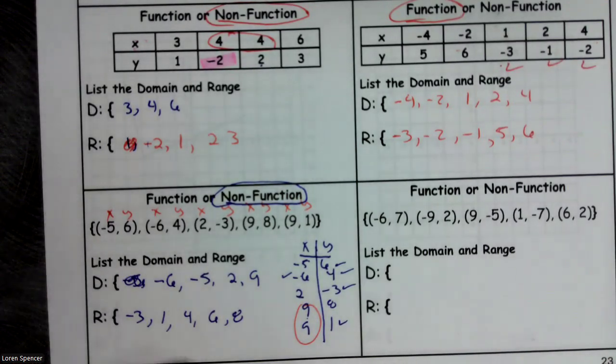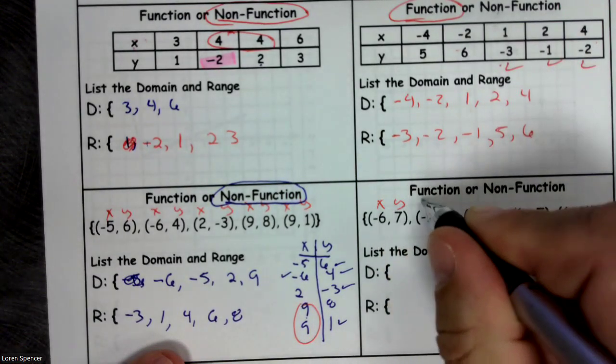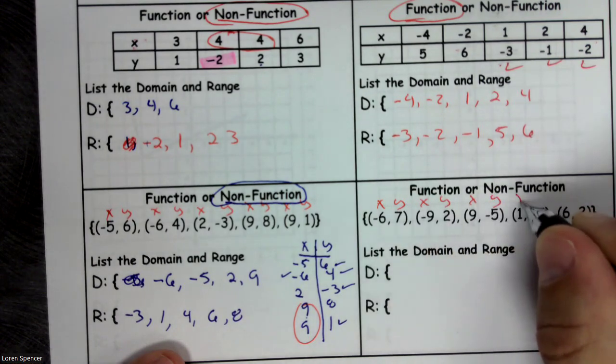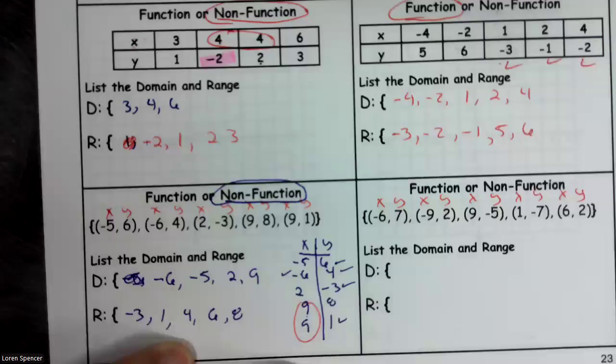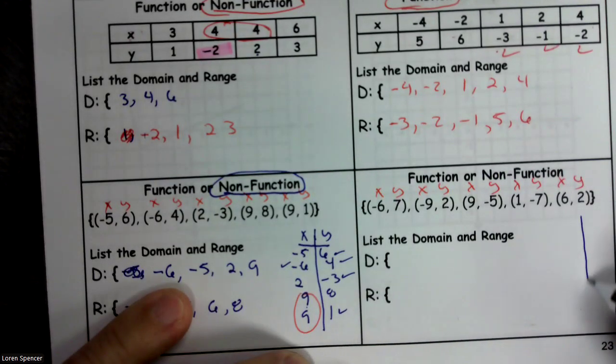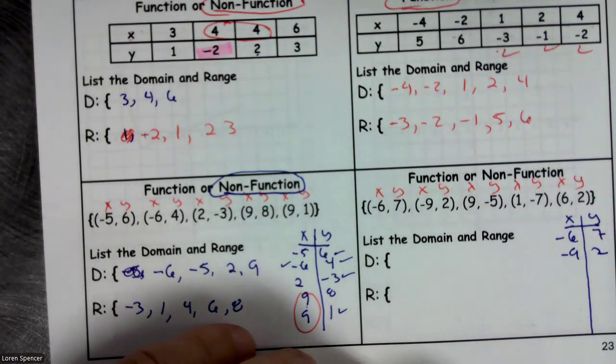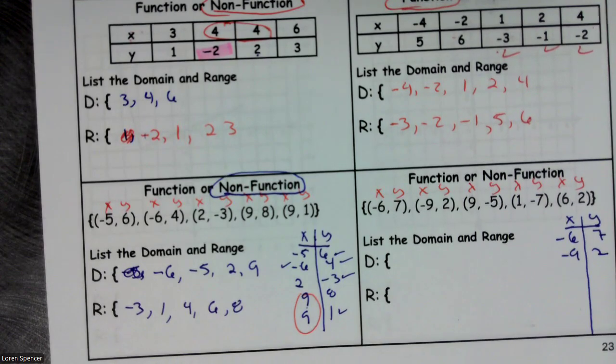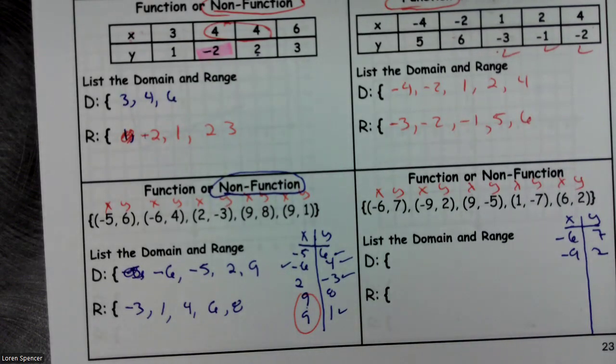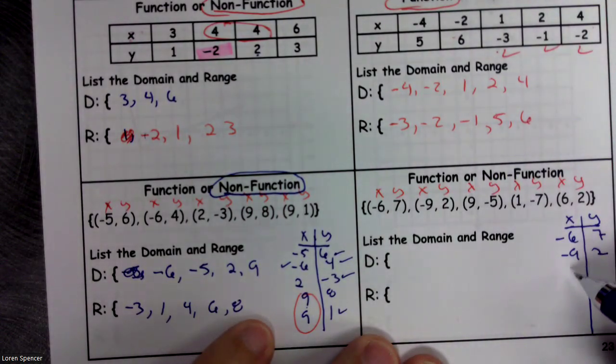All right, let's do another one of these just like that. Labeling X, Y, X, Y, X, Y, X, Y, X, Y. We have negative 6, 7, negative 9, 2. Sorry about that interruption. So we got to negative 9, 2. Then we have 9, negative 5, 1, negative 7, and 6, 2.